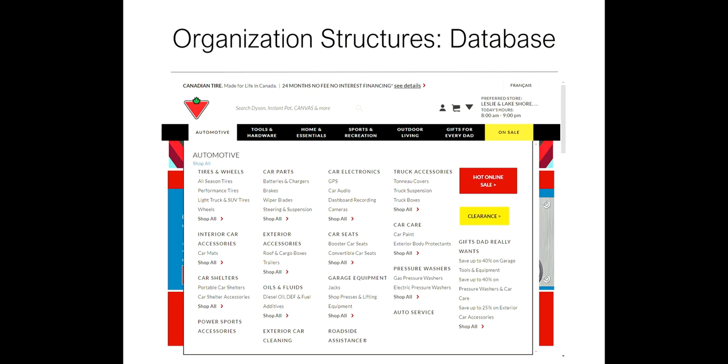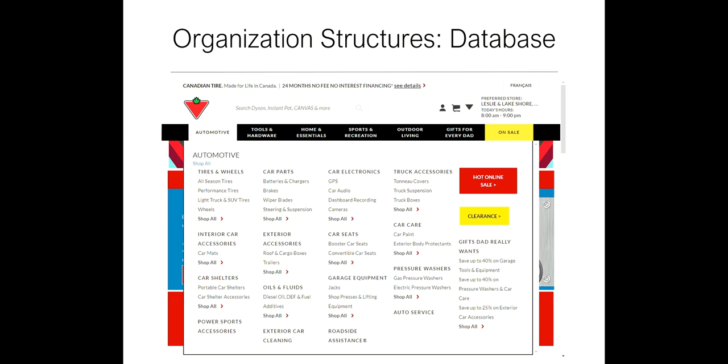But then you look under, in this case, automotive, and you see there's a lot of related information. So there's still a hierarchy here. There's tires and wheels, and then interior, and under tires and wheels there's all-season tires, performance tires, light truck and SUV tires, wheels, and then you can drill down to that particular hierarchy.